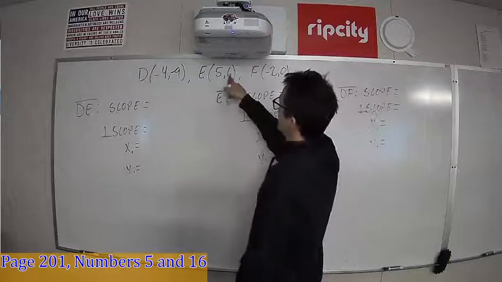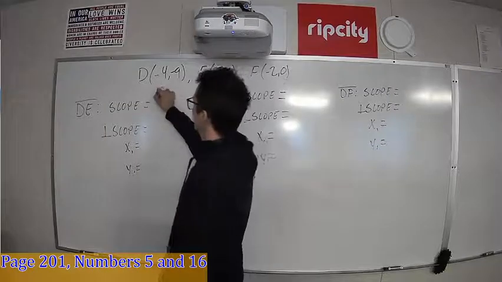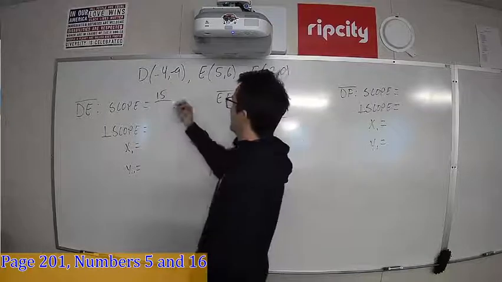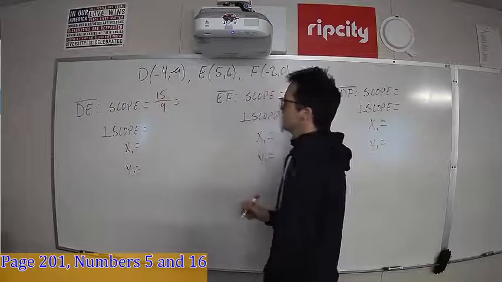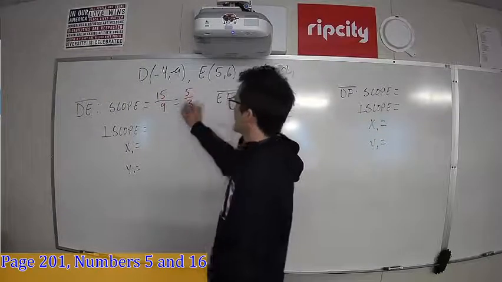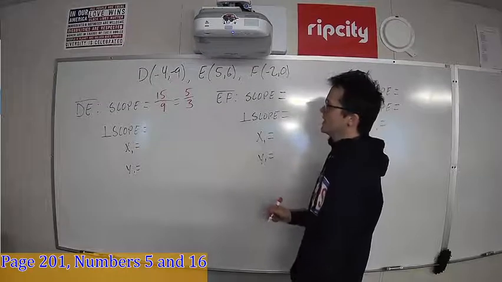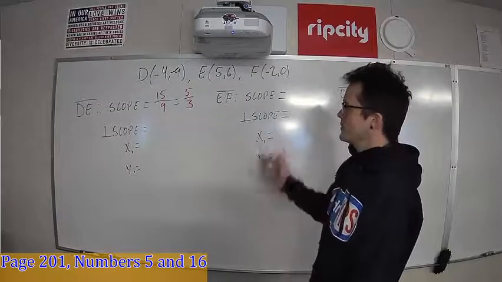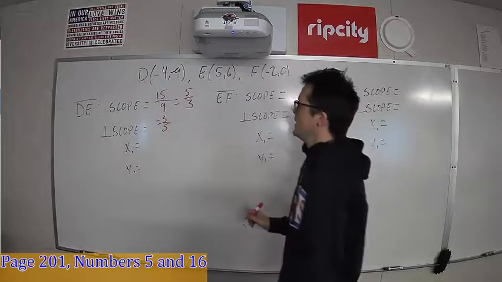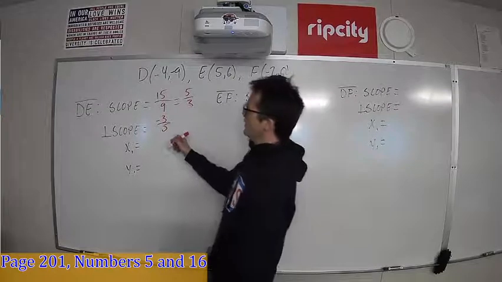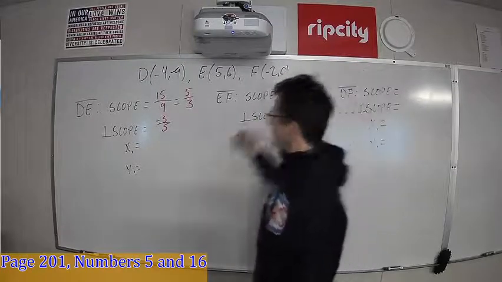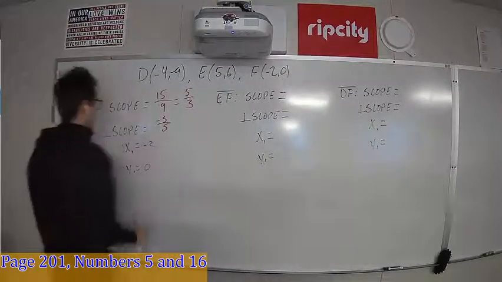So the change in y, that's going to be 6 minus -9, which is 15, over the change in x, 5 minus -4, that is 9. This can be reduced ever so slightly. It looks like 3 goes into both of these, so it's going to end up being 5/3. That's the slope of line DE, or side DE. Now we're going to flip it upside down and negate it to get our perpendicular slope. That's -3/5. Now this thing needs to go through the opposite vertex. That's vertex F. So for my x1, y1, I have -2 and 0.